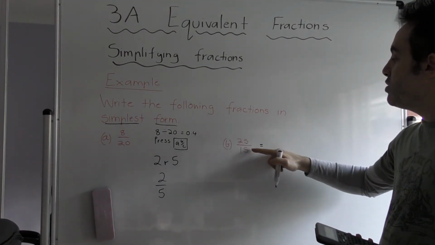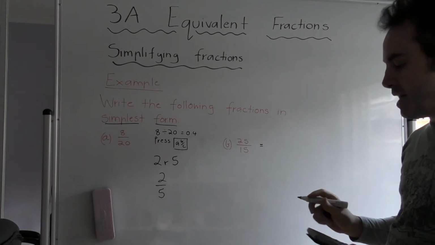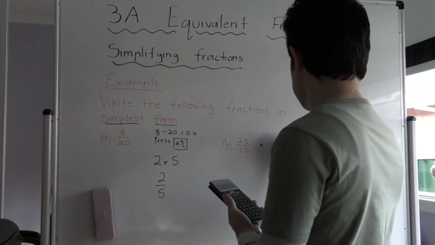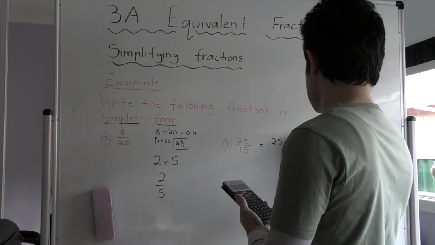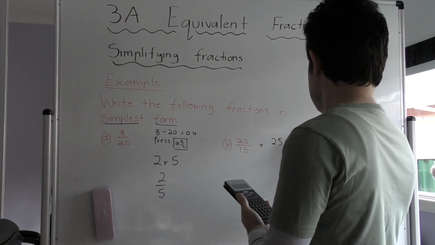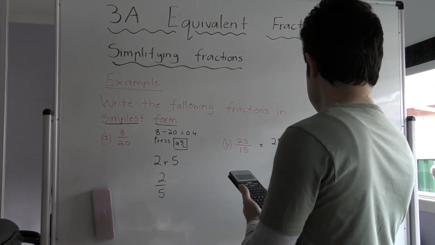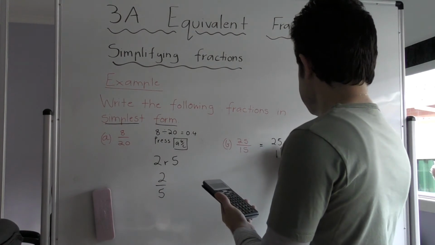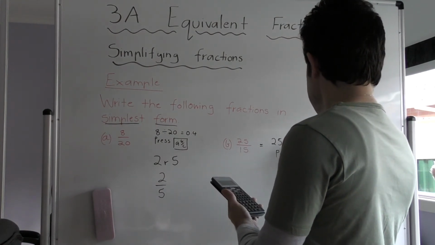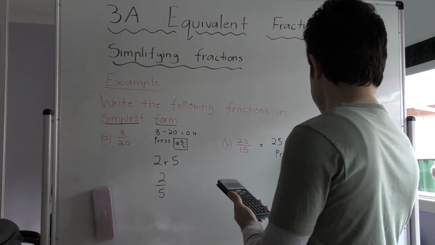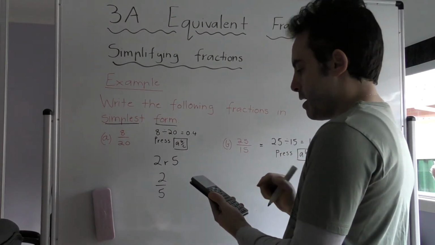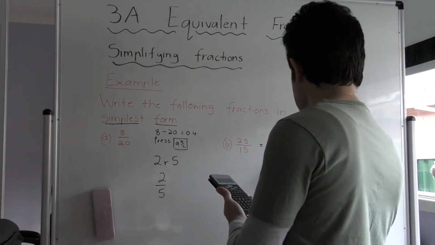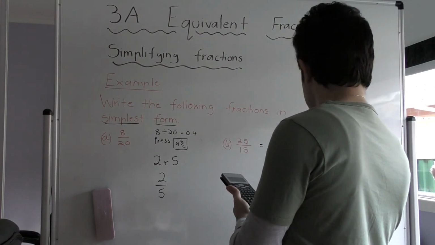Okay, so then this one here, 25 divided by 15. We're going to do the same thing. We go 25 divided by 15 equals, and it's going to be 1.666667, recurring. Then we press the fraction button. Now what you will notice here is it will give you 1, R, 2, R, 3.